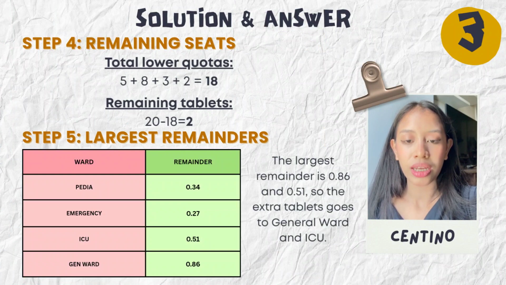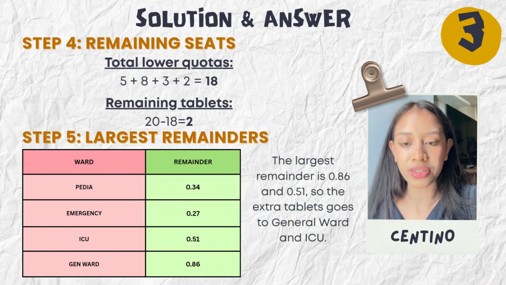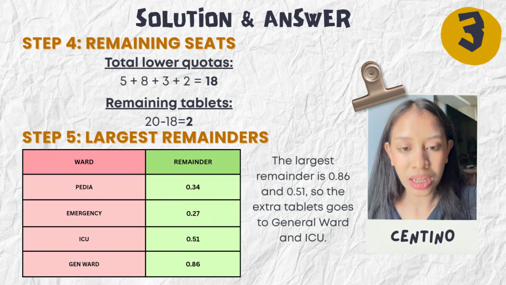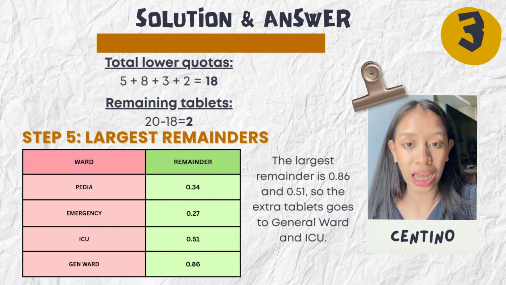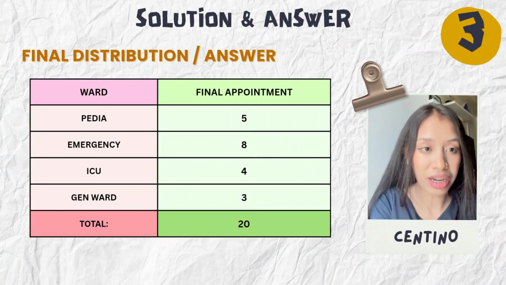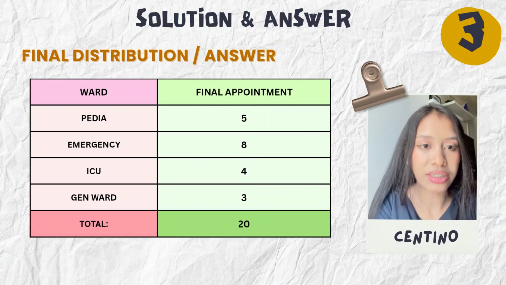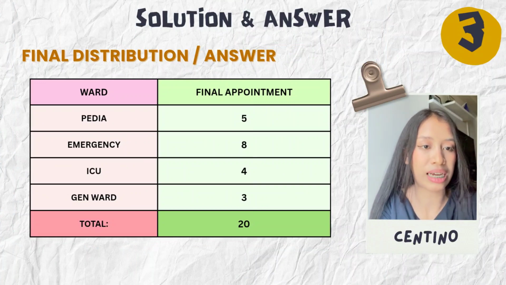to distribute. In step 5, we look at the largest remainders from our initial calculations. Since 0.86 and 0.51 are the 2 highest values, the extra tablets are assigned to the general ward and the ICU. Finally, after calculating the standard quotas and remainders, our final distribution is as follows. For pediatrics, they receive 5 tablets, emergency 8, ICU receives 4, general ward receives 3, and this accounts for all 20 tablets allocated according to staff density.